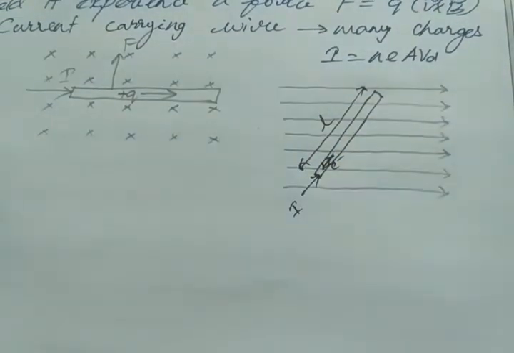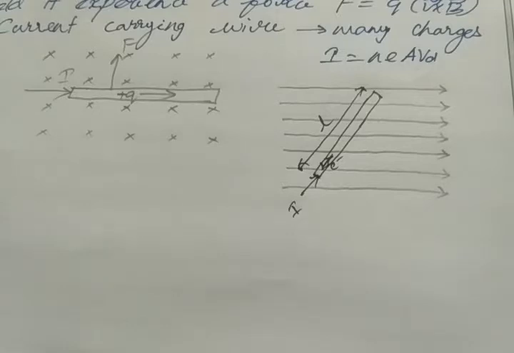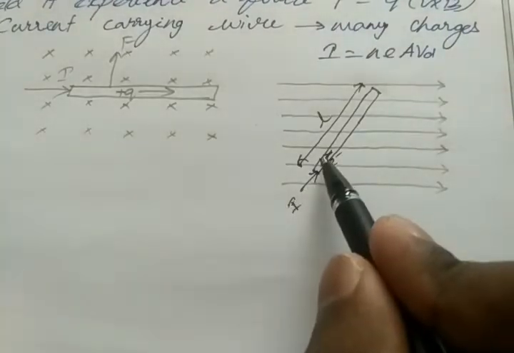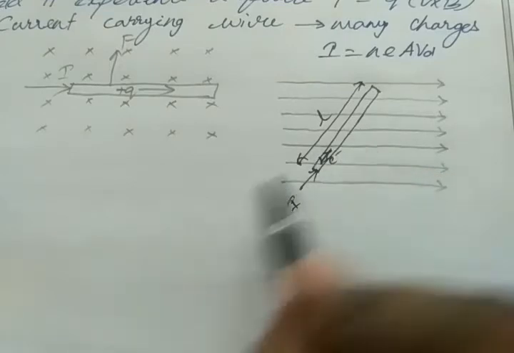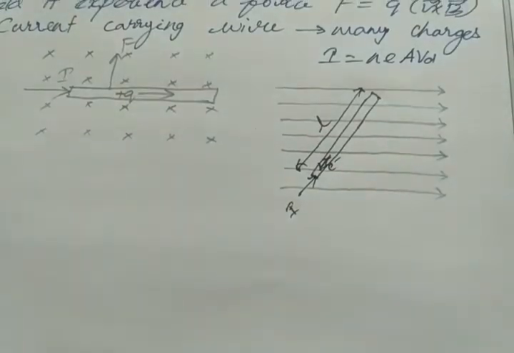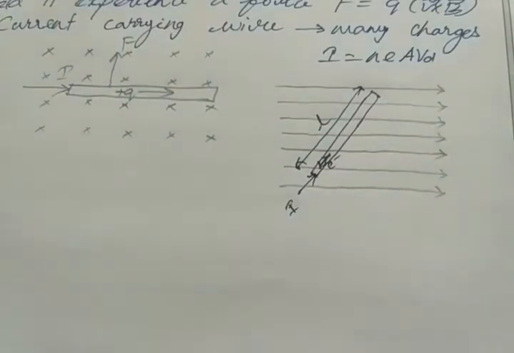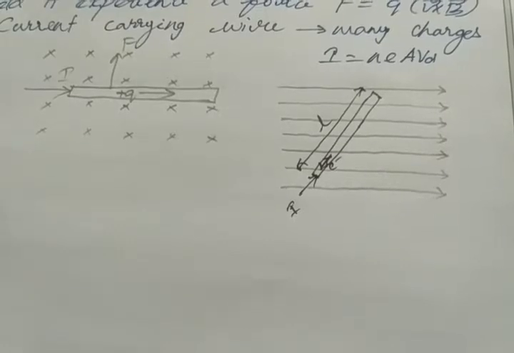Why? Because conventional current is always taken in the opposite direction of the flow of electrons. We studied this in the very first topic of current electricity. So if my current is flowing in this direction, then my electrons are moving in the opposite direction. Clear? So if electrons are moving in the opposite direction, then what will be the motion of positive charge?